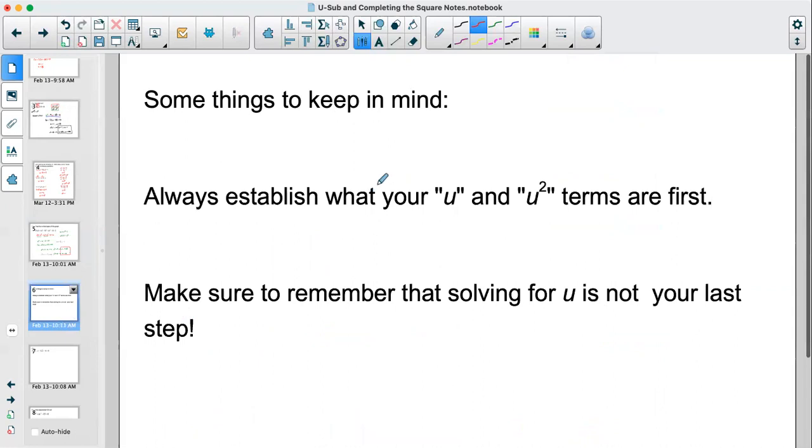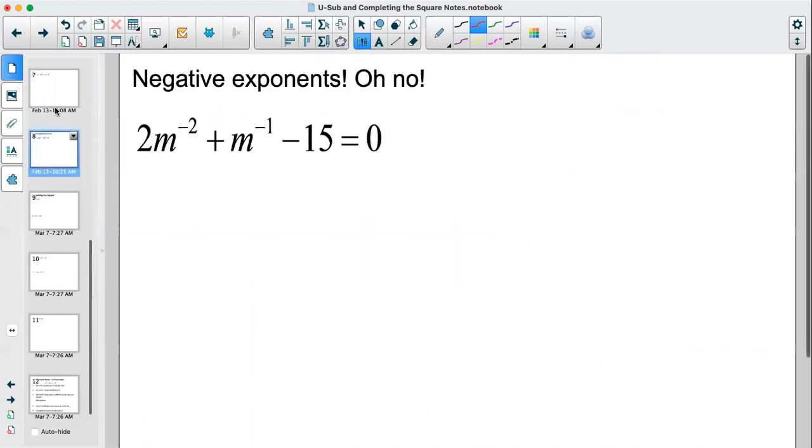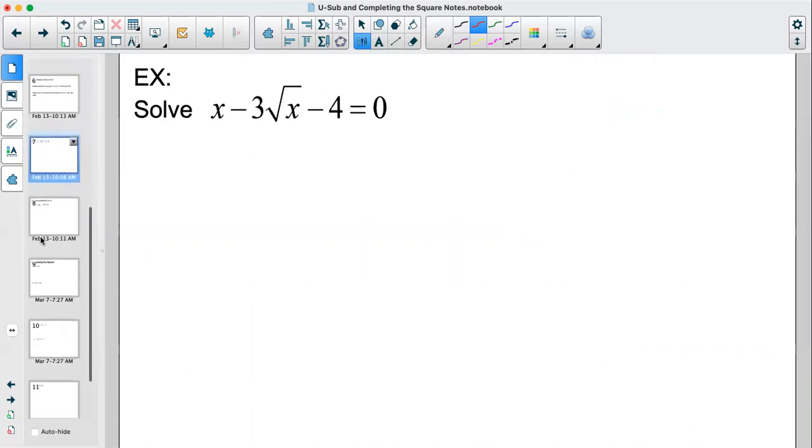Some things to keep in mind: find out what u and u squared are first. Figure out what you're going to choose for that first. And as I've indicated before, solving for u is not your last step.